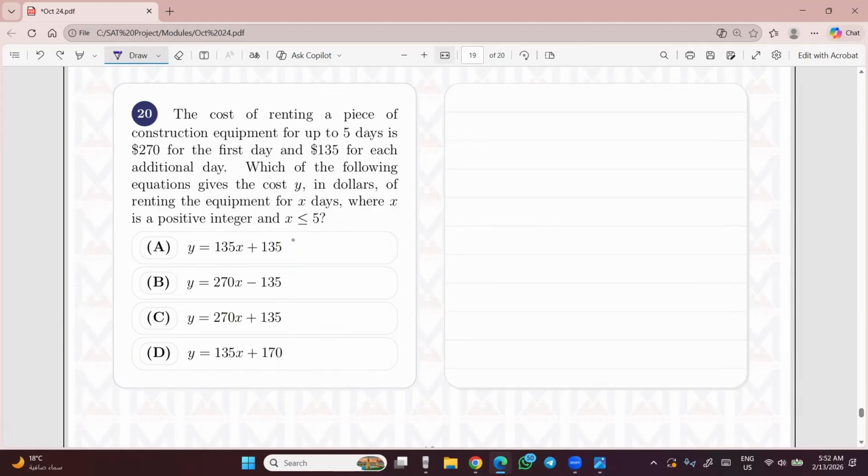Of course, we use y is equal to mx plus b, but we replace b by the first day, which is 270. But we have a problem with x. We cannot consider x as it is. We have to write y is equal to m, which is for the word each. Each is 135. But here it is not x. It should be x minus 1 and then plus 270.